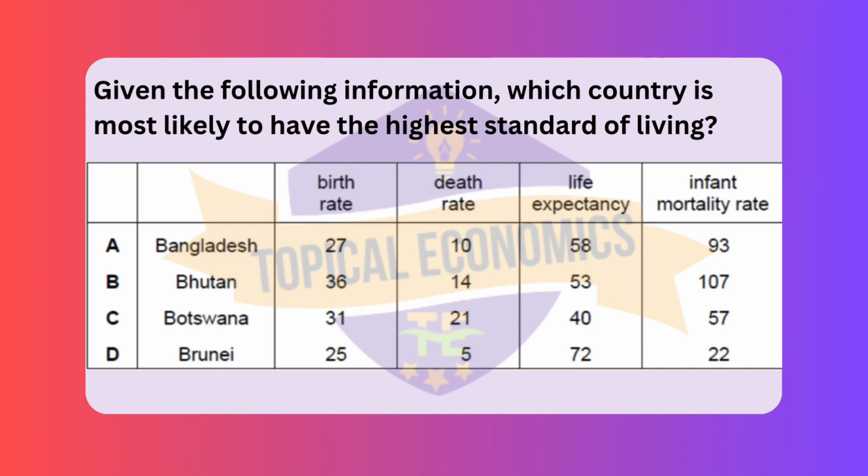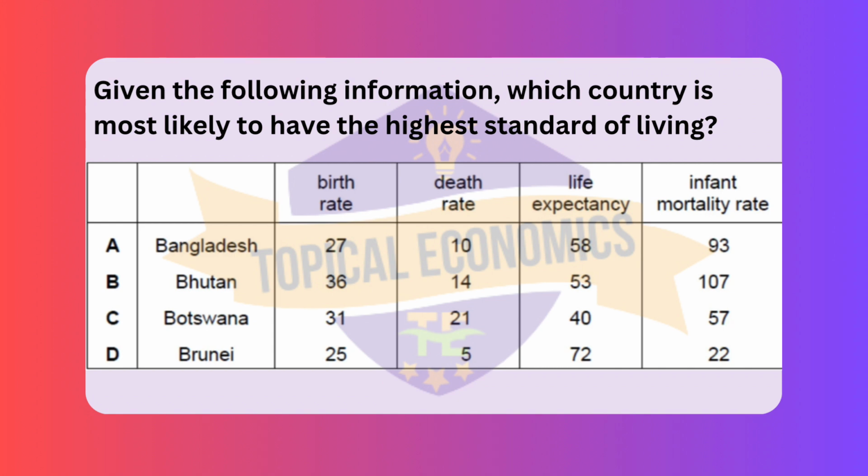Brunei has the highest life expectancy, 72 years, which suggests a better overall healthcare system and standard of living. Brunei also has the lowest infant mortality rate, 22, indicating better healthcare and living conditions for newborns. Brunei has a relatively low birth rate, 25, which suggests more stable demographic growth. While Bangladesh, Bhutan, and Botswana have relatively lower life expectancy and higher infant mortality rates, indicating worse overall living conditions compared to Brunei.